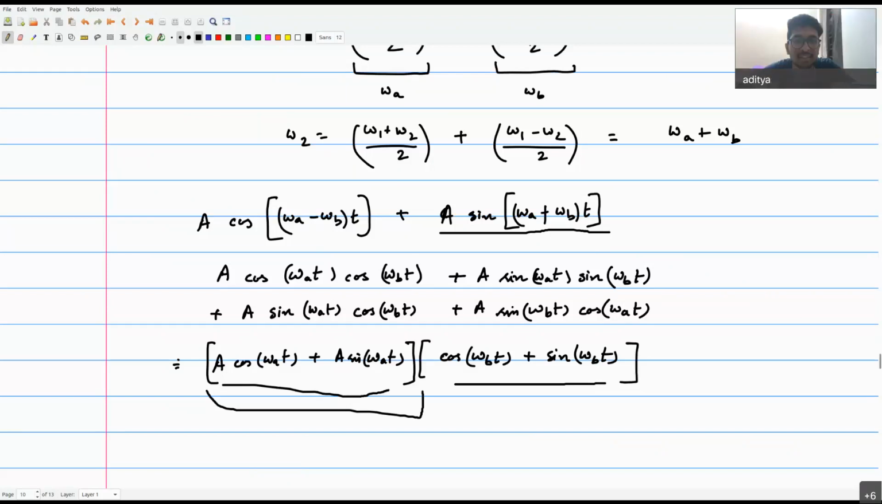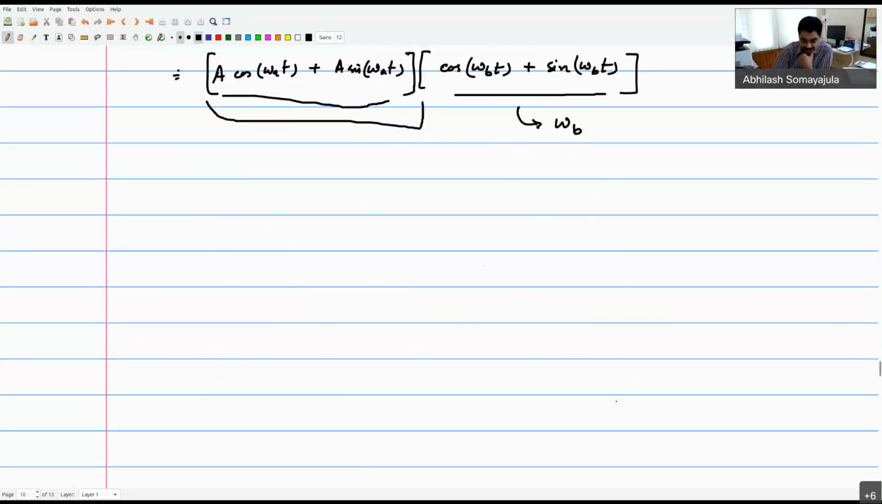It will be omega A, right? So it will be varying with omega 1 plus omega 2 by 2. It has a mean frequency between the two frequency components. Now that whole signal will be modulated by this part, which depends purely on omega B, right?